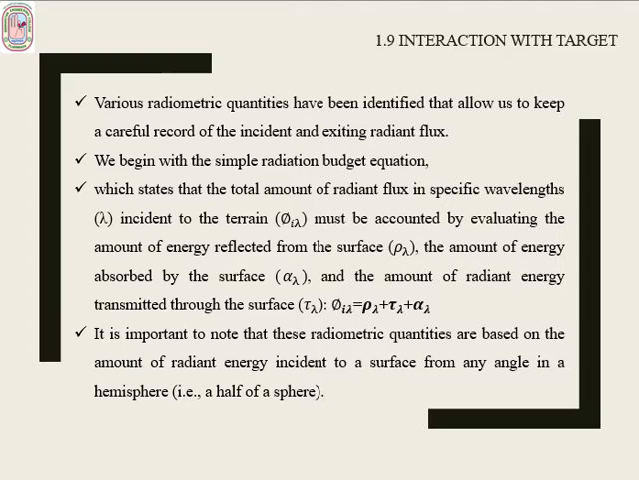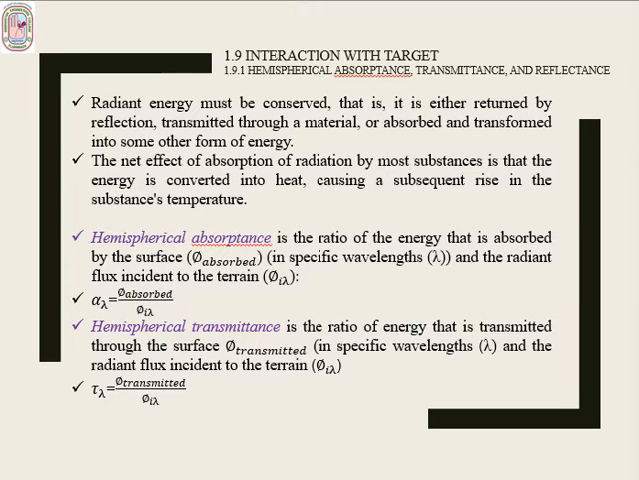Various radiometric quantities have been identified that allow us to keep a careful record of the incident and exiting radiant flux. Okay, so these are the quantities: phi, rho lambda, tau lambda, and alpha lambda. Radiant energy must be conserved, and that is either returned by reflection, transmitted through a material, or absorbed and transformed into some other form of energy. The net effect of absorption of radiation by most substances is that the energy is converted into heat, causing a subsequent rise in the substance's temperature.